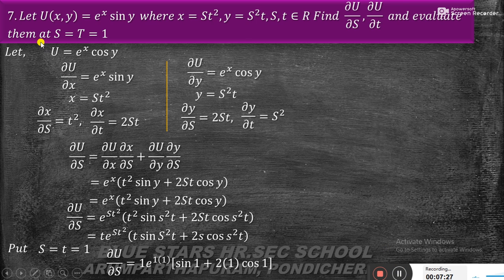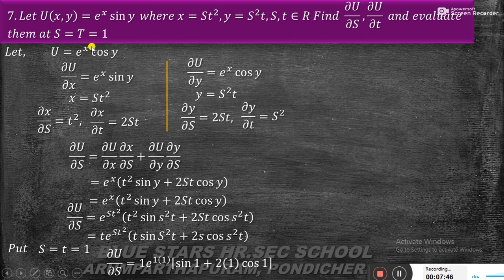So you see, this is the 7th question. Let u(x, y) = eˣ sin y, where x = st², y = s²t, s, t belong to R. Find ∂u/∂s, ∂u/∂t, and evaluate them at s = t = 1. Here this is small t. So s = t = 1.